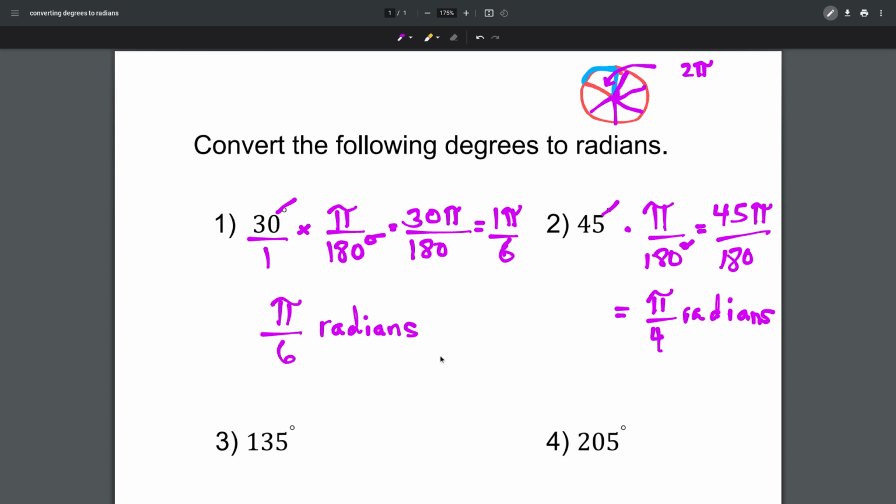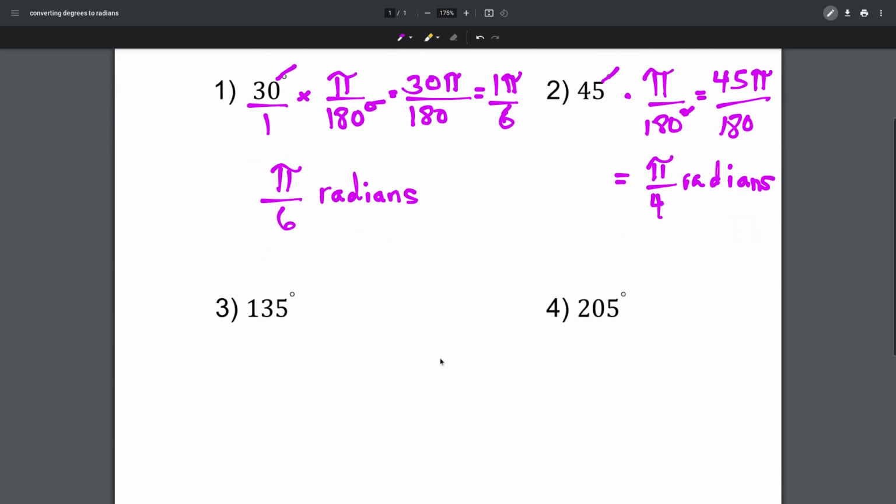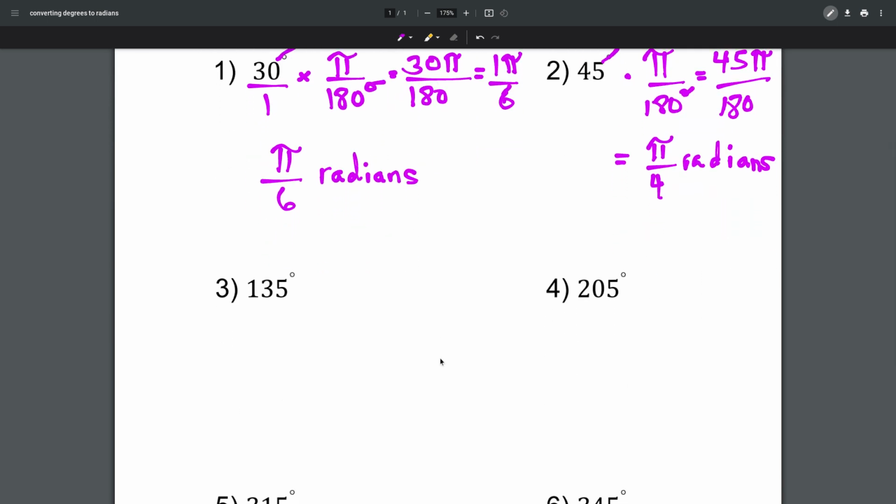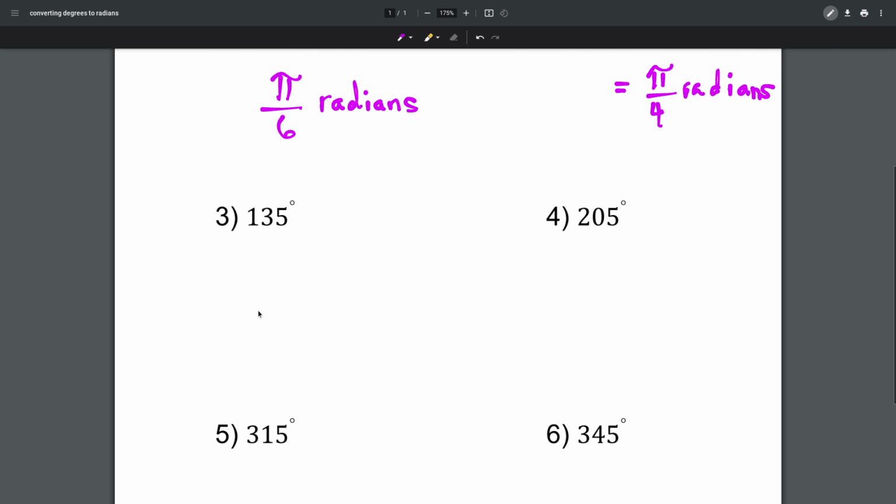And note that I'm leaving it as pi. Pi is the most accurate way to leave it. I wouldn't put 3.14, some approximation. I'd put the actual value, which is pi.